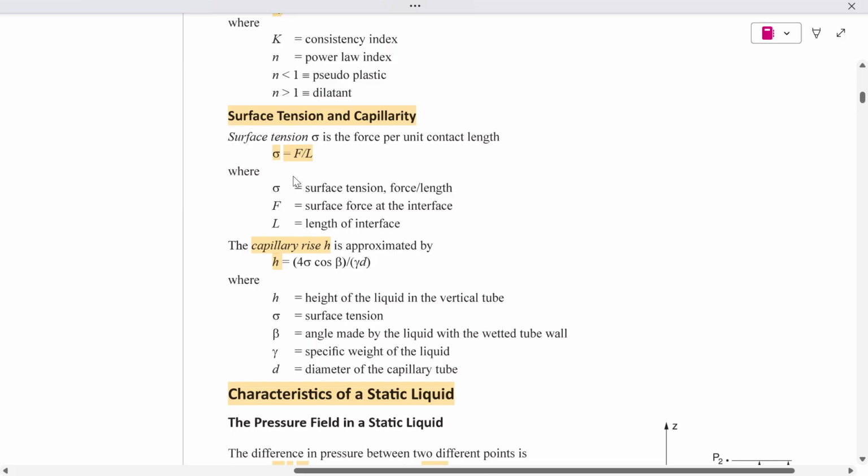Mu is equal to F by L, surface tension. Capillary rise formula is here. Usually I never see these ones, but yeah, if they give you, you know that there is a capillary rise formula here.